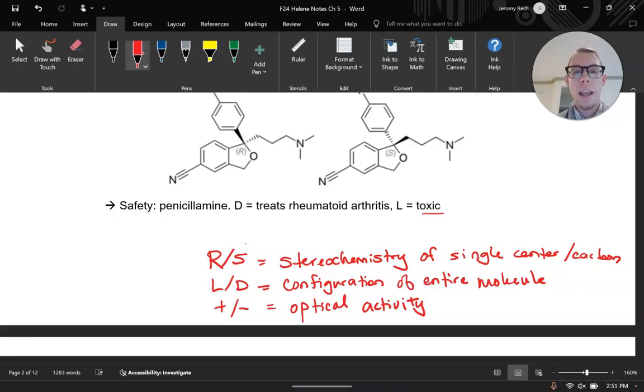Now, we're going to spend some time learning about the rules for R and S. There is a series of rules, the CIP, or the Cahn-Ingold-Prelog rules, which we're going to focus on in the very next video. We're going to be thinking about, if you look at a very specific stereocenter, how do you rank those four unique attachments?